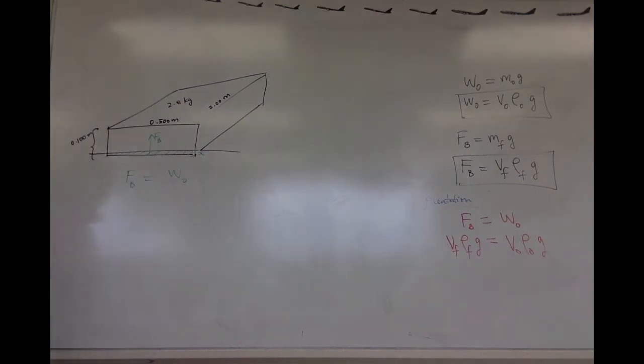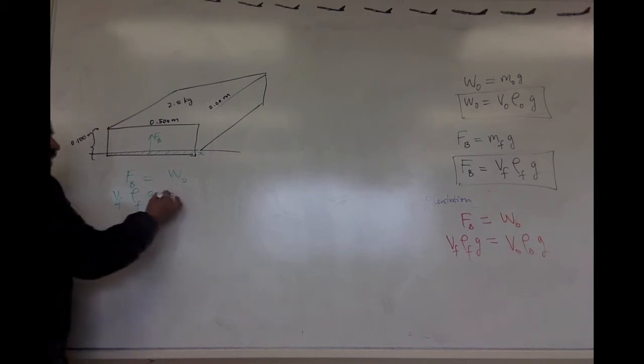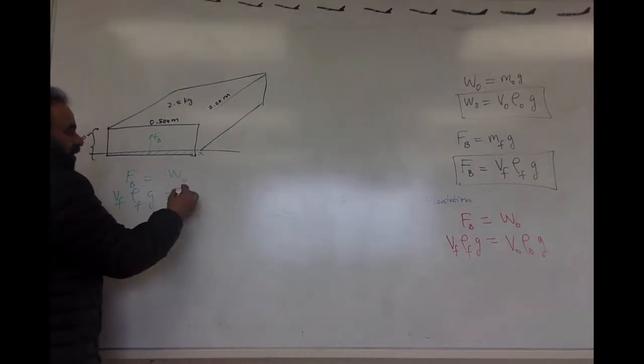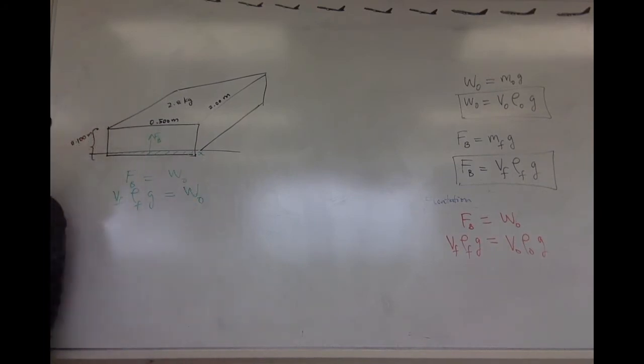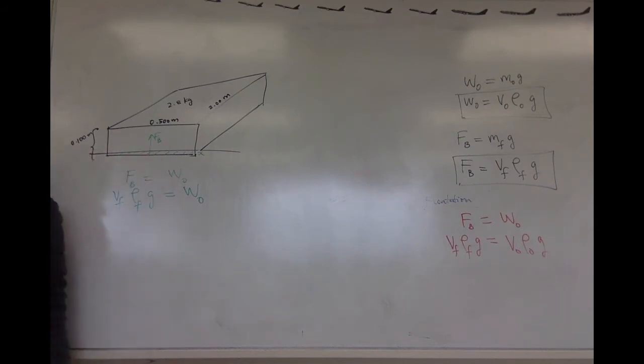What is the volume of the fluid displaced? So volume of fluid displaced times density of fluid displaced times gravity is equal to the weight of the object. What is the volume of the fluid displaced? What is this green portion? How much is that green portion? It's the buoyant space. How do you calculate it?